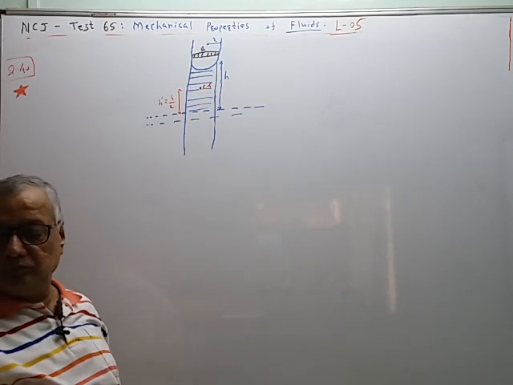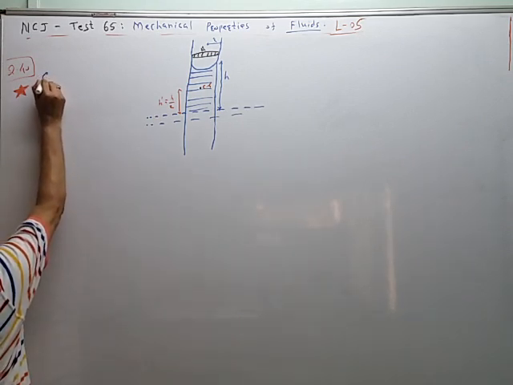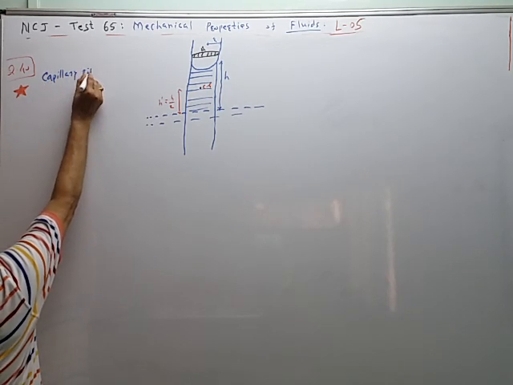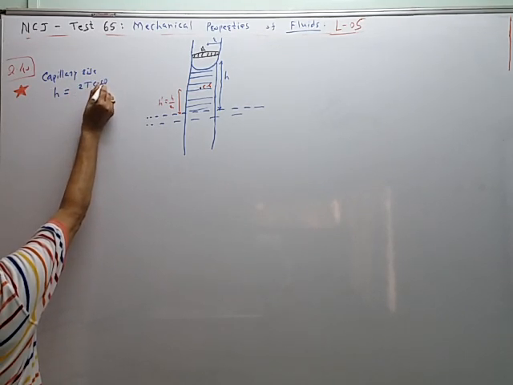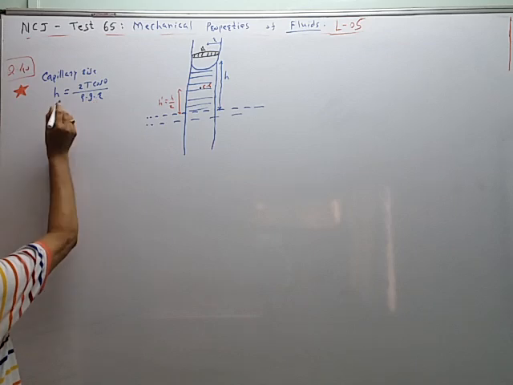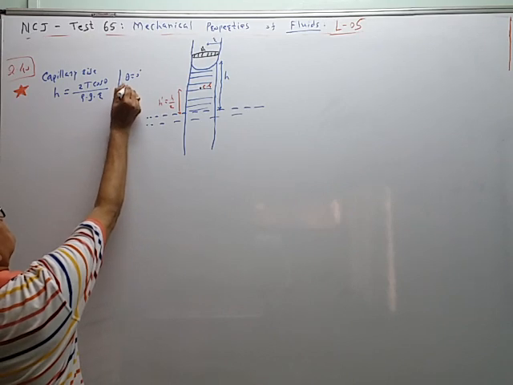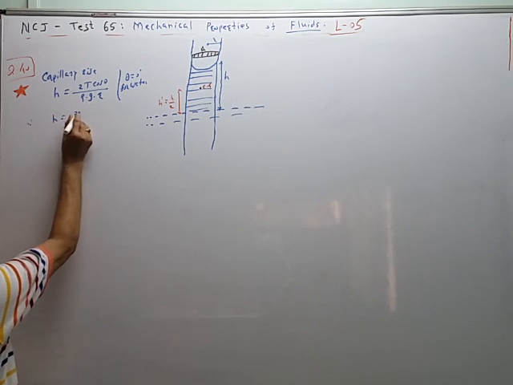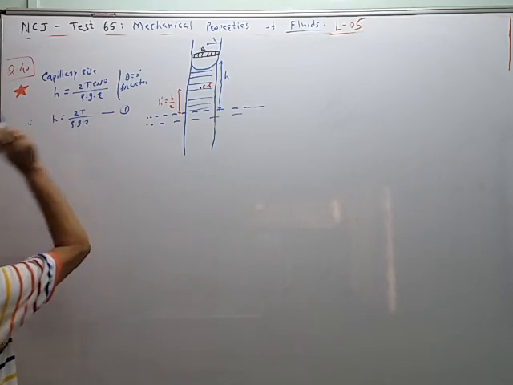So, capillary rise H is equal to 2T cos theta upon rho g r. Theta is equal to 0 degree for water. Therefore, H is equal to 2 times T upon rho g r. So this is equation 1.